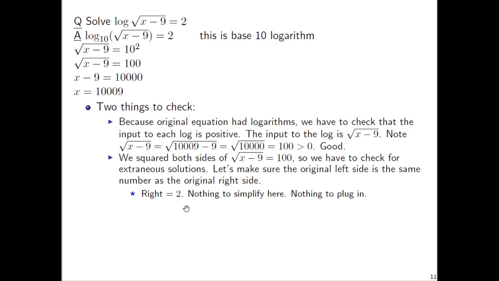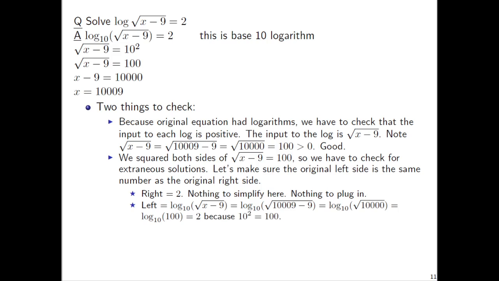Okay. The left side, to write it a little differently, was log base 10 of root x minus 9. Plug in the value of x. So here we do plug in x. Right? So we've got log base 10 of root 10,009 minus 9. In other words, log base 10 of root 10,000. In other words, log base 10 of 100. And log base 10 of 100 is, well, 2, right? Because we're answering the question 10 to the what equals 100. But log base 10 of 100 is equal to 2.